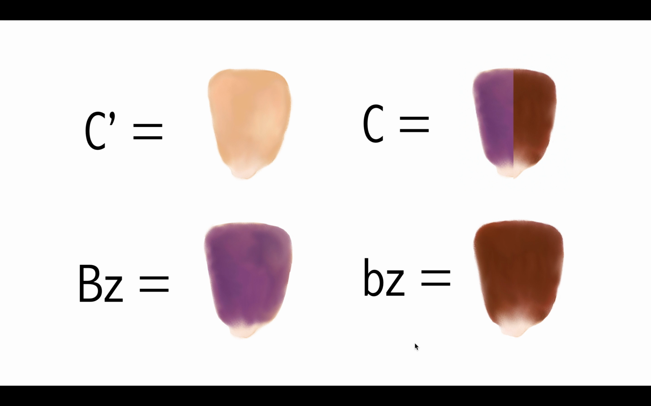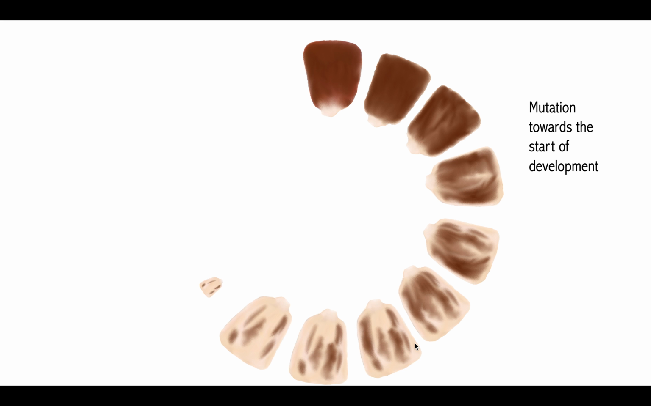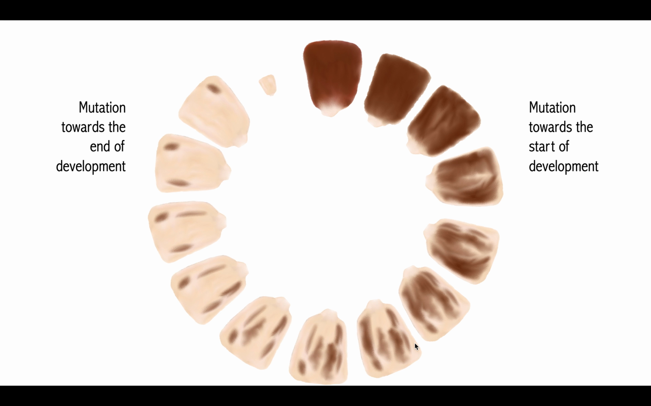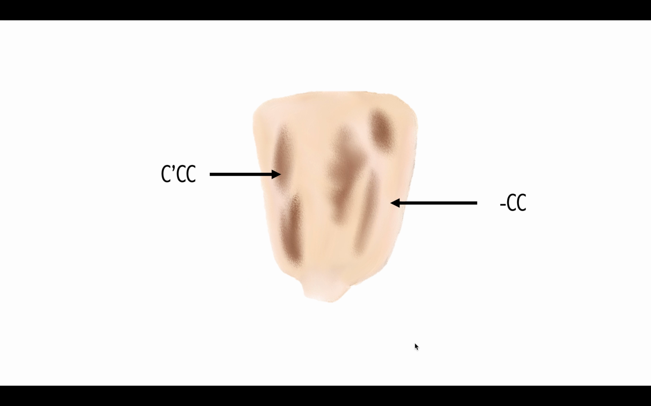McClintock determined that the size and number of the differently pigmented patches of the kernels provided information on the point during development at which the genetic change took place. They also provided clear visual information, such as which cells lacked certain genes.